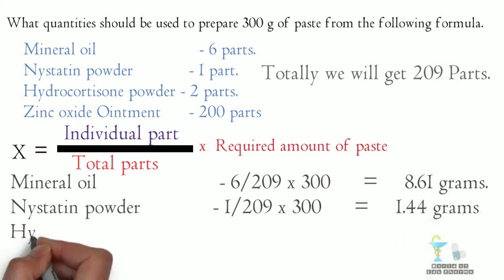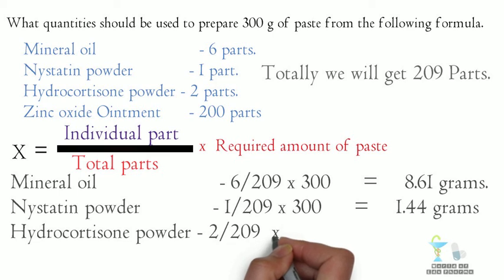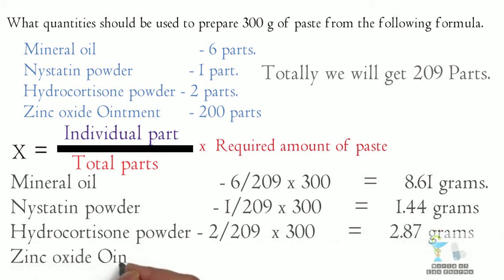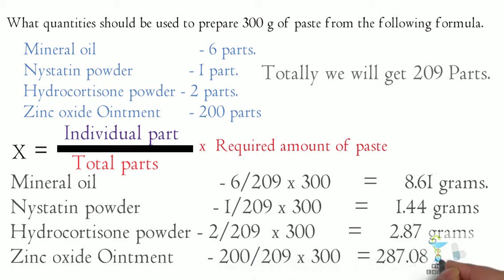For nystatin powder we got 1.44 grams. Hydrocortisone powder we got 2.87 grams. And finally for zinc oxide, we got 287.08. So this is the formula for 300 grams. Finally we got the answer for the problem.